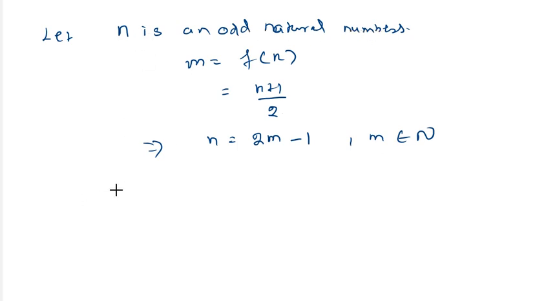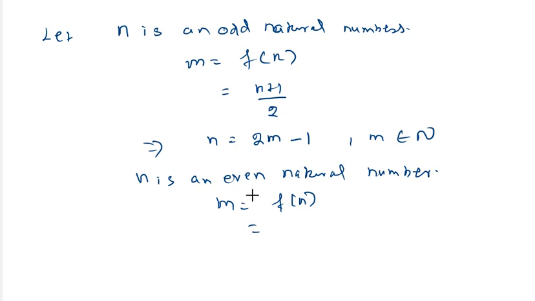And n is an even natural number. Then m equal to f of n. Because of even natural number, f of n equal to n by 2 equal to m. This implies n equal to 2m. n even natural number means m can be any natural number. So m can be any natural number, means what is the range? Range equal to natural number.